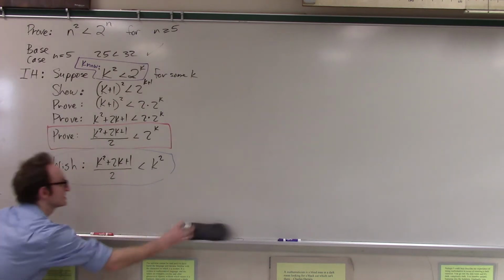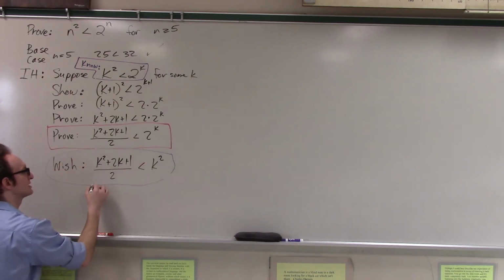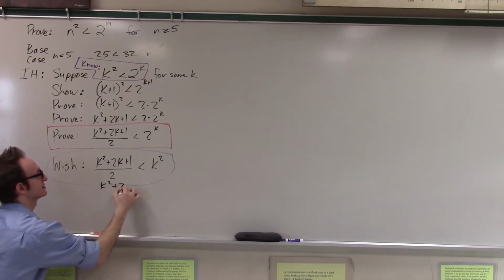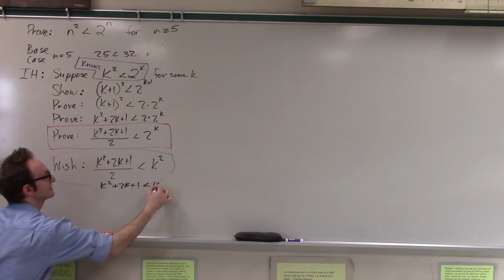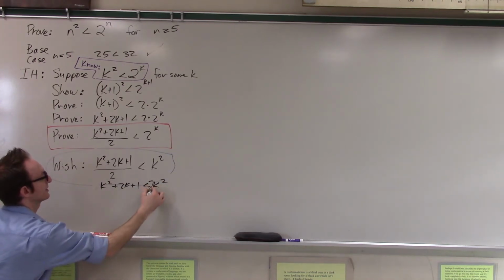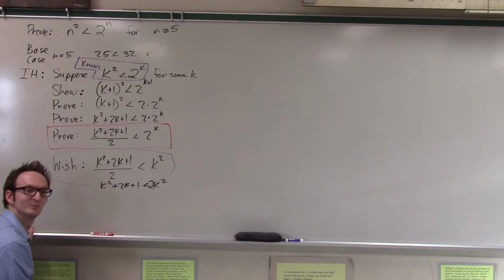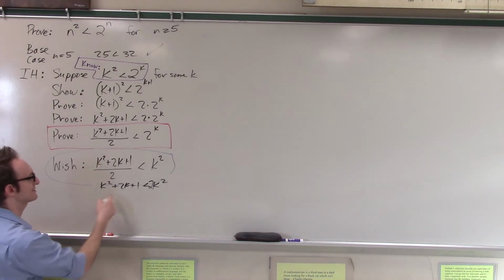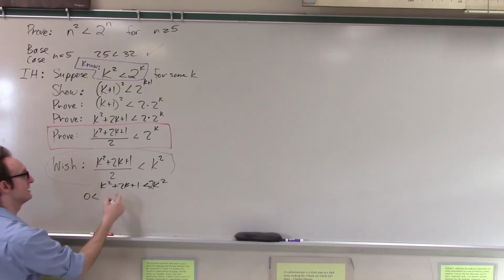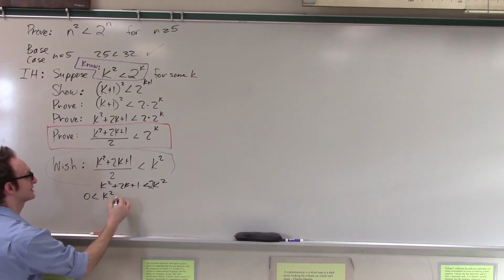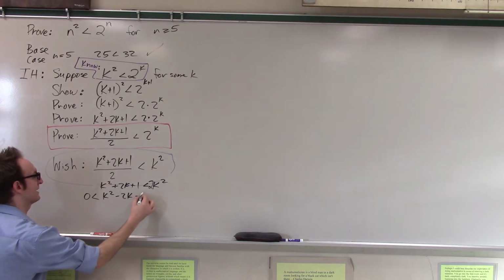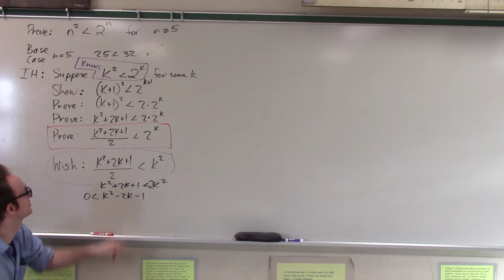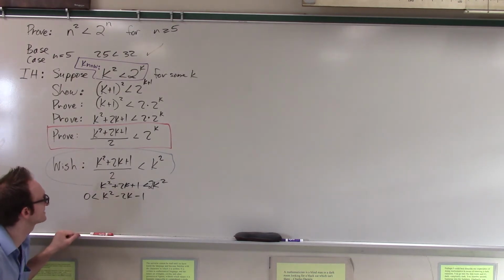How can I prove this? Well, we're just going to mess with this. Bring the 2 over to the other side. So this says k squared plus 2k plus 1 is less than 2k squared. And now what should we do, people sitting in the room? Move everything over to one side. Yeah, that's right. So if I move everything over to one side, that's actually just k squared minus 2k minus 1. And I have to somehow prove that k squared minus 2k minus 1 is positive.